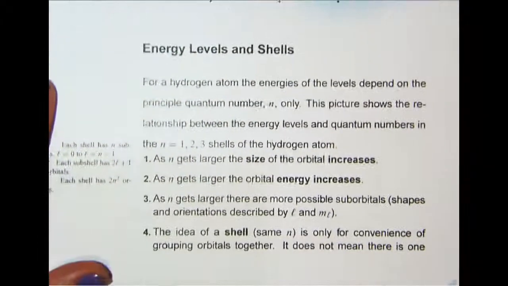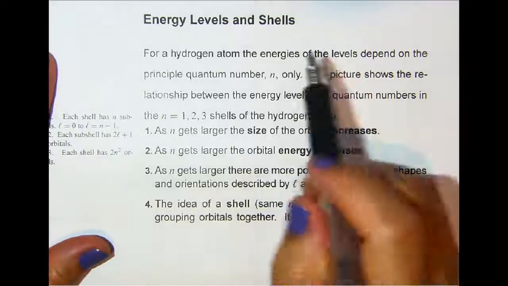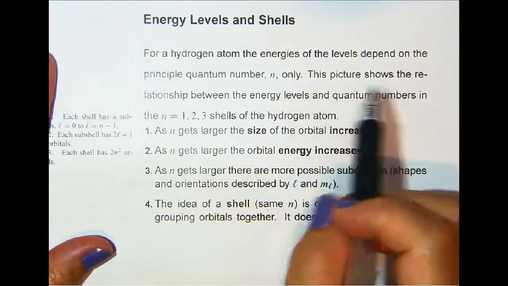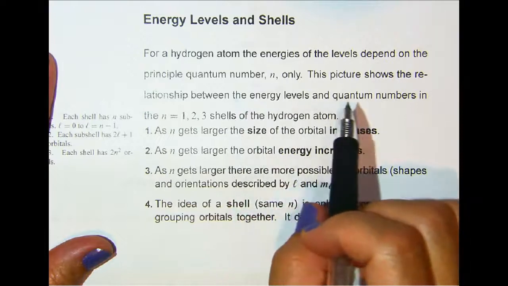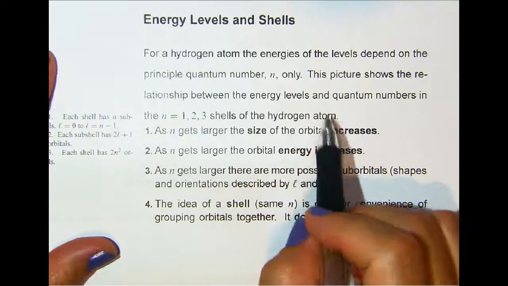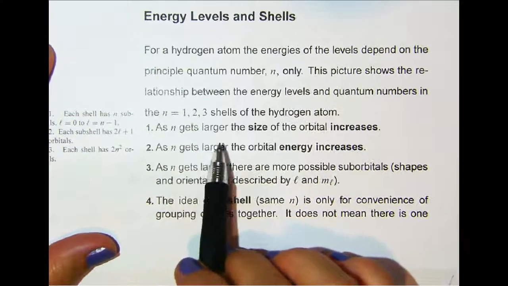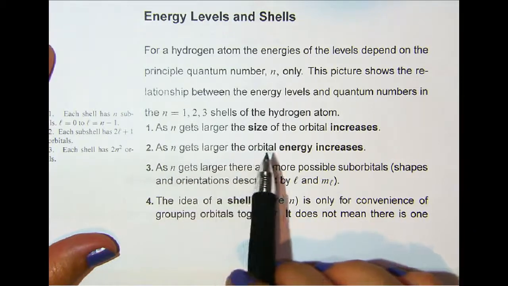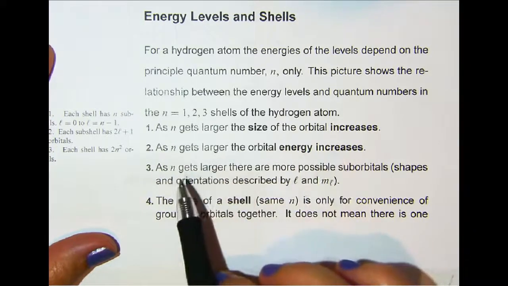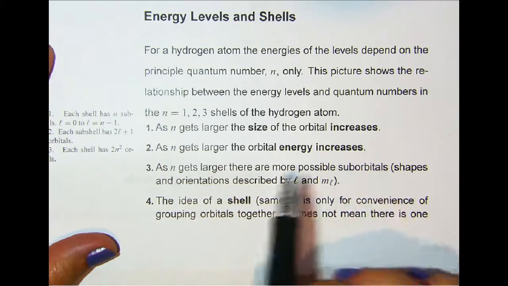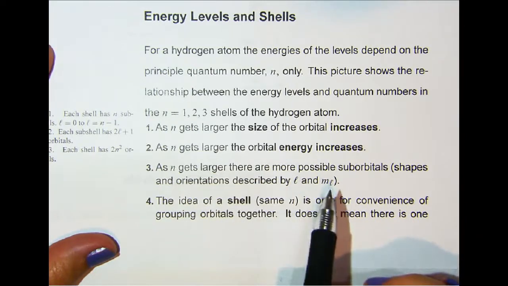Energy levels and shells. For a hydrogen atom, the energies of the levels depend on the principal quantum number n only. This picture shows the relationship between the energy levels and quantum numbers in the n equals 1, 2, 3 shells of the hydrogen atom. As n gets larger, the size of the orbital increases. As n gets larger, the orbital energy increases, and as n gets larger, there are more possible suborbitals, shapes, and orientations described by L and M sub L.